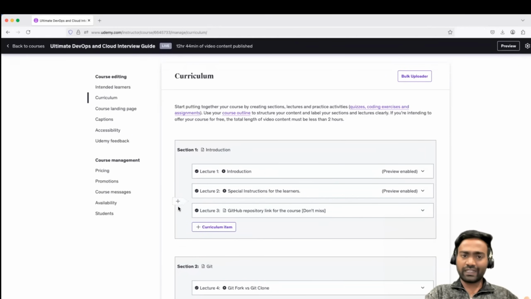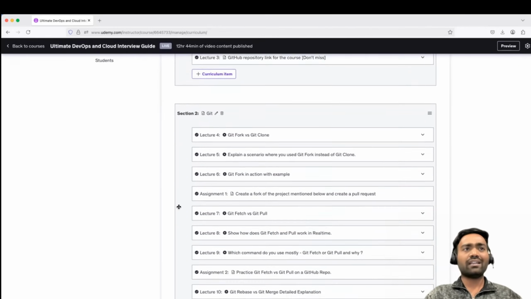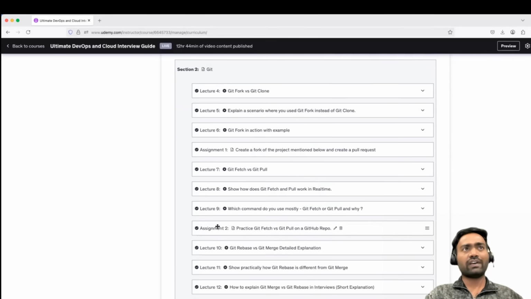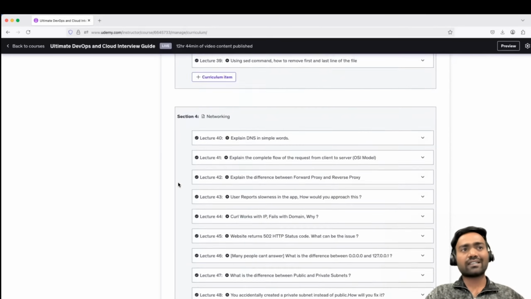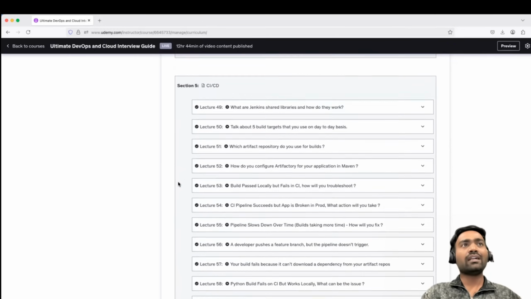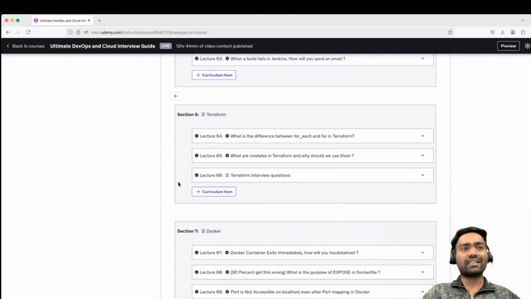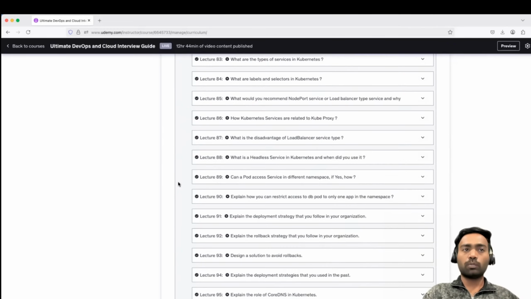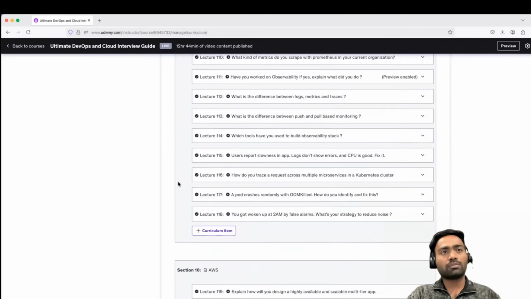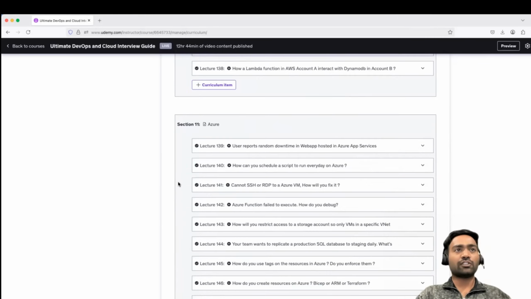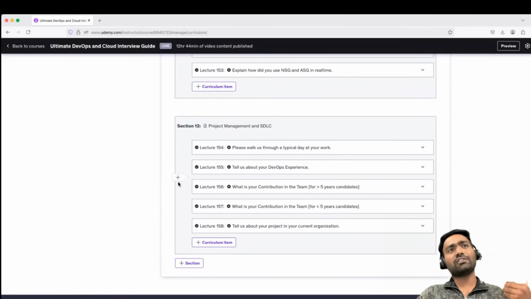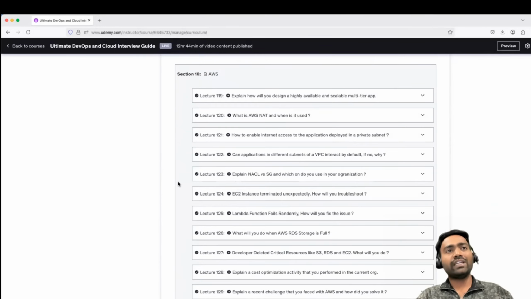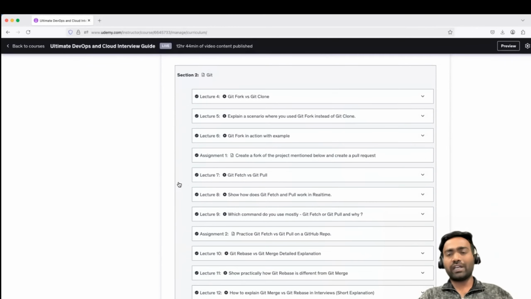So there are 12 different sections in this course, and each section has a topic. For example, section 2 is Git, section 3 is Linux, section 4 is networking, section 5 is CI/CD, Terraform, Docker, Kubernetes, observability, AWS, Azure, and as many of you requested, section 12 is project management and SDLC. So in each section, we have curated the questions.